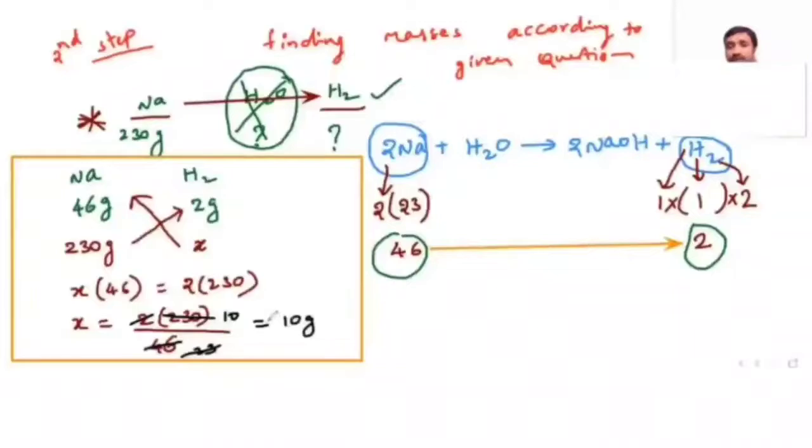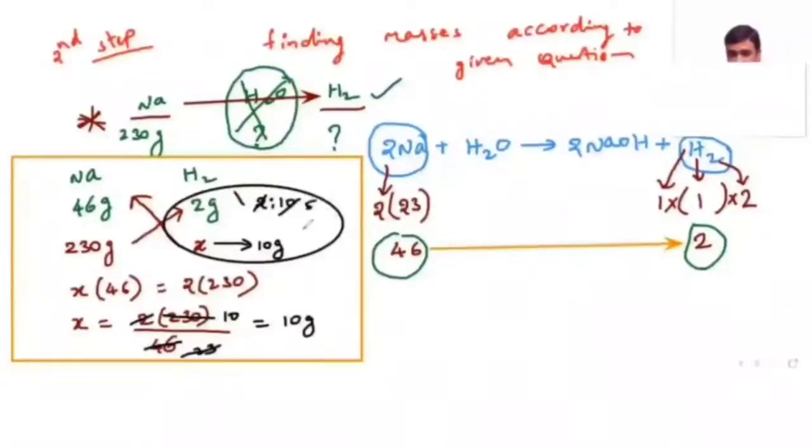So what remains here? 10 grams. So what amount is produced? 230 grams of sodium reacting with an excessive amount of water produces 10 grams. Then I'll give you a small relation here. Just observe these two: 2 and 10. What is the ratio? 2 is to 10 becomes 1 is to 5. Cancellation is possible 1 time, 5 times, so it becomes 1 is to 5.